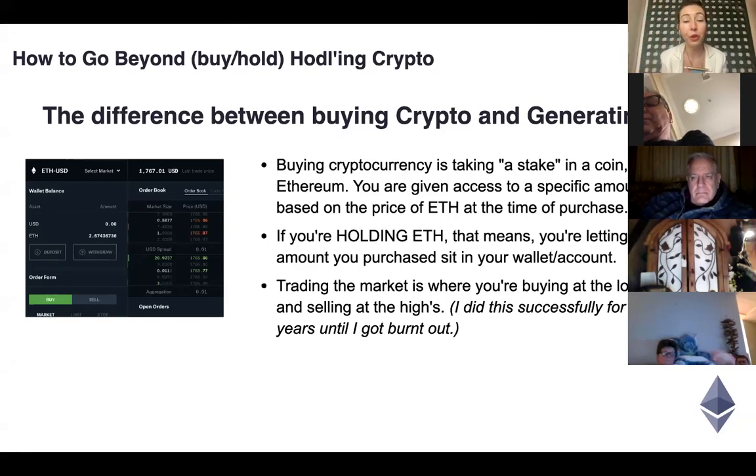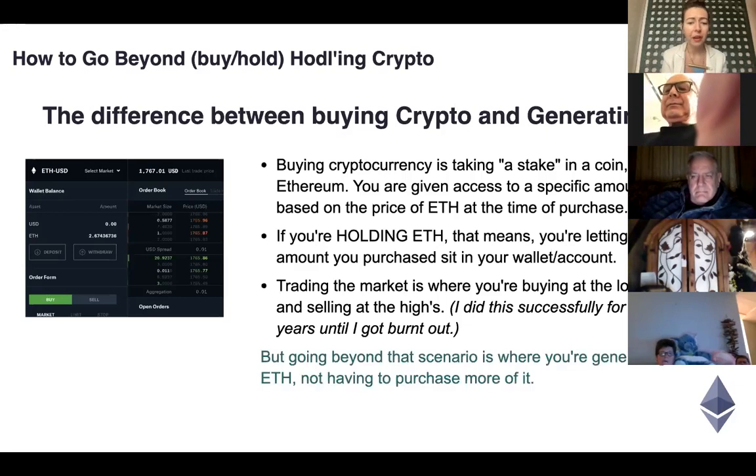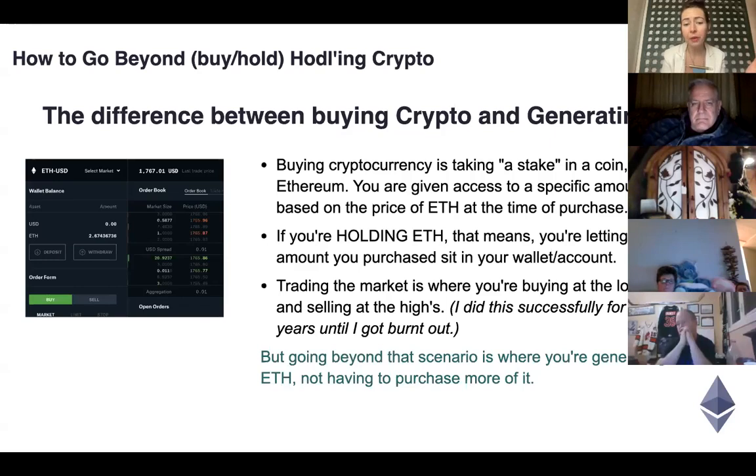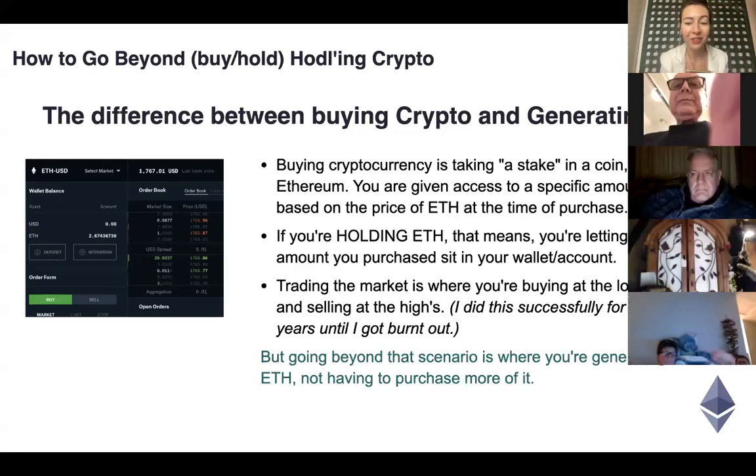But you want to be generating crypto. You want to be generating it, not just holding it and profiting slowly like that. Does that make sense, guys? Does that make sense why you wouldn't want to just buy and hold? So going beyond that scenario is where you're generating Ethereum or Bitcoin, not just having to purchase more of it. A lot of people go cockeyed looking at me when I say, "Oh no, I don't buy ETH. I make ETH." Like, how do you do that? Are you a miner? No, I'm not a miner.